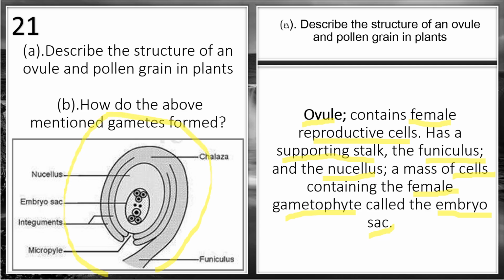This is our ovule. It contains the female reproductive cell. It has the stalk, which we call the funicle. It has a nucellus, where we find the female gametophyte, which we call the embryo sac. And outside it has the chalaza. Then it has the integuments and a small passage we call the micropyle.